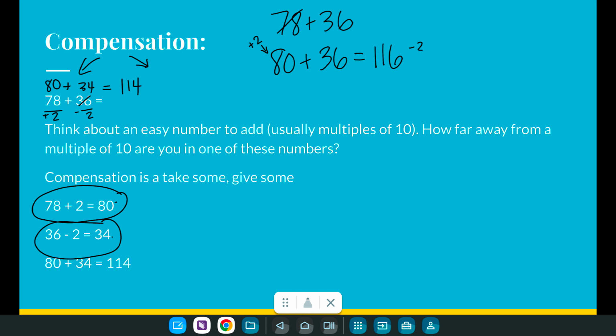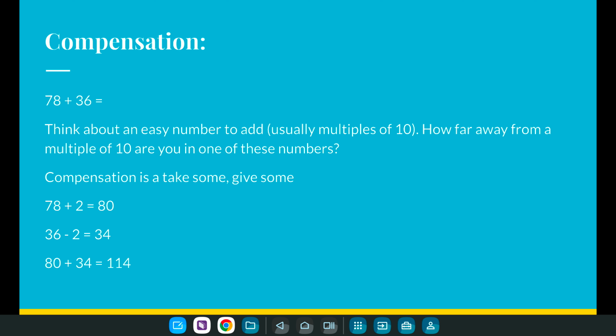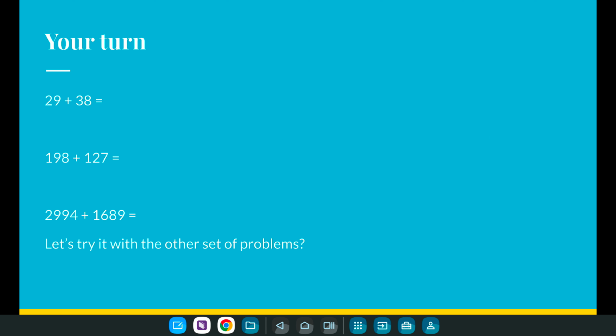And they would say, okay, so the actual answer to my original problem is 114 because I added 2 too many. So now I have to take that many away. Both of those are considered compensation. Take some, give some, whether you take it both from the left side of the equal sign, or if you do some adjusting on the left side and then finish the adjusting on the right side.